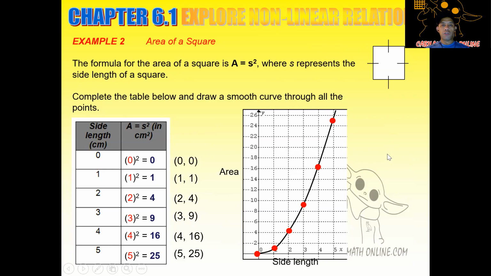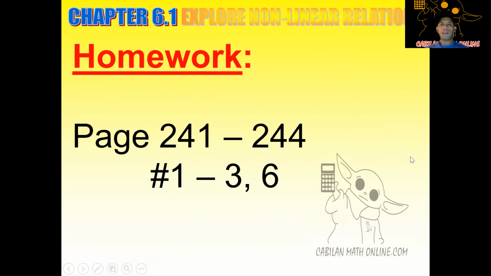All right, so you can now see how to draw a nonlinear relation given a table, and you can now see the difference between a linear relation, which gave us a line, and a nonlinear relation, which gave us a curve. And that wraps up today's lesson.